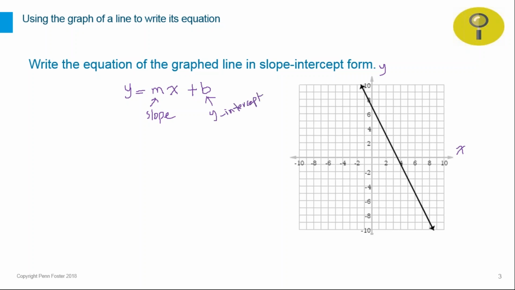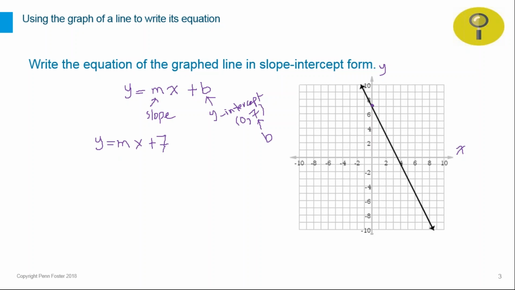Looking at the graph, it's easy to conclude the b. So this point is 0 and 7. The y-coordinate of the point where the line intersects the y-axis is 7. 7 here is the value of b that we plug into the equation. So far our equation looks like y equals mx plus 7. 7 now is the b.